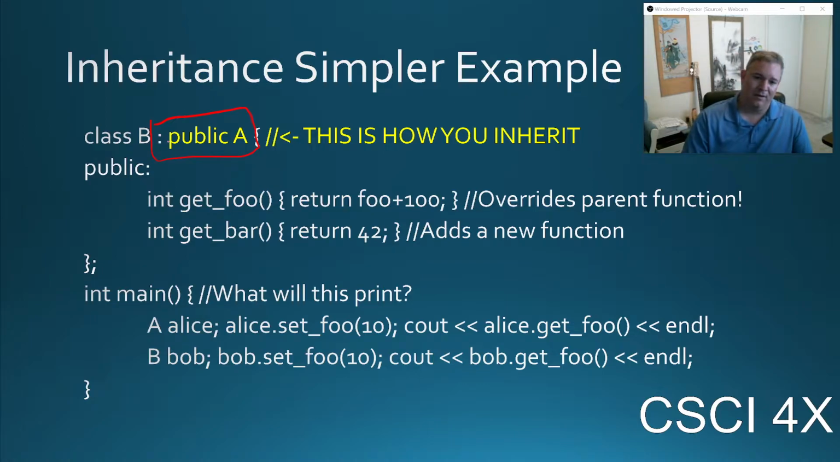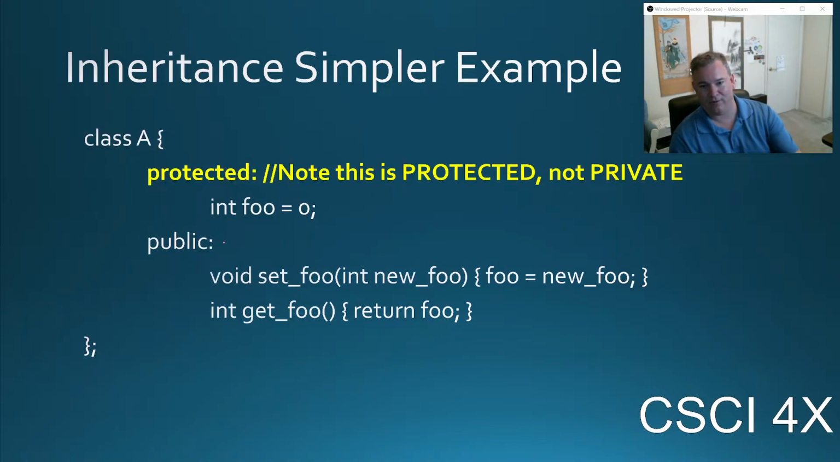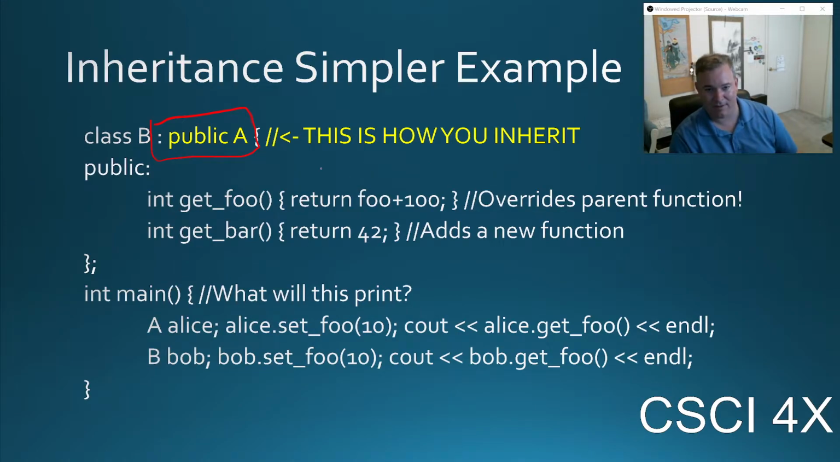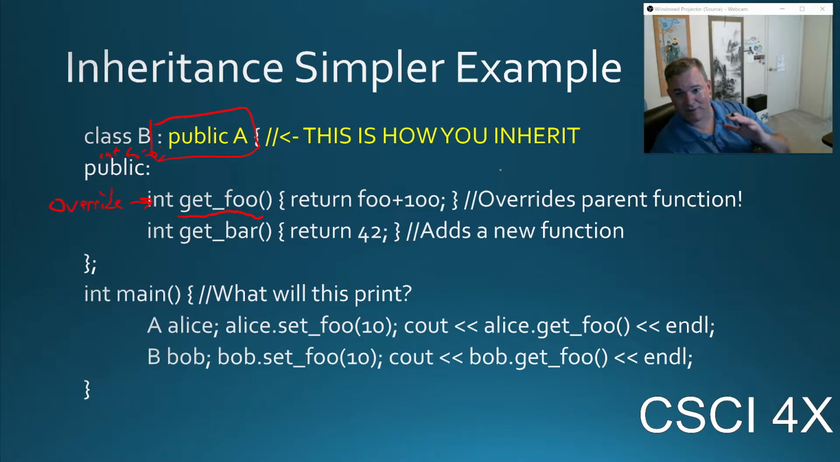Okay. So what happens is that this is going to copy and paste everything from A into the relevant sections. So we are going to gain int foo. Int foo here is going to get copied and pasted in here in the protected section. It's int foo equals 0. And get foo and set foo are going to be copied and pasted over. But get foo is going to get overridden. So this is an override. So this is actually going to change the function. Okay? And so you can copy and paste things, and you can still change them.